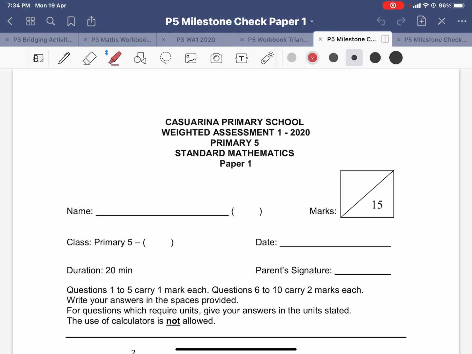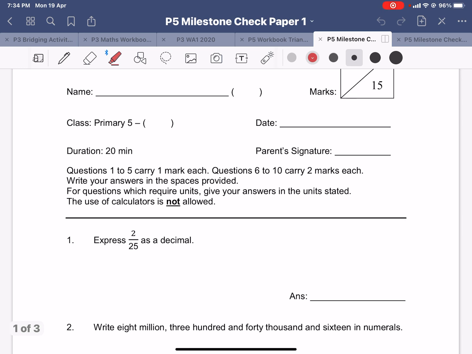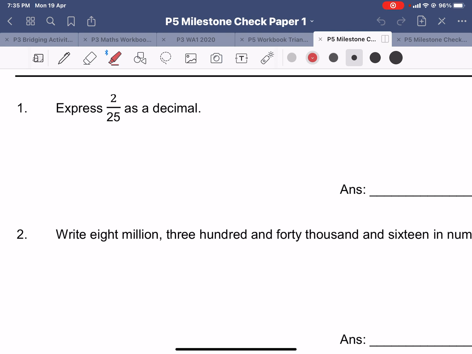Hi everyone, in this video we will be discussing the WA1 of 2020, which is also your milestone check paper. This was the WA1 taken by the primary 5s last year and becomes your practice paper for this year. So we go into question number 1, express 2/25 as a decimal.